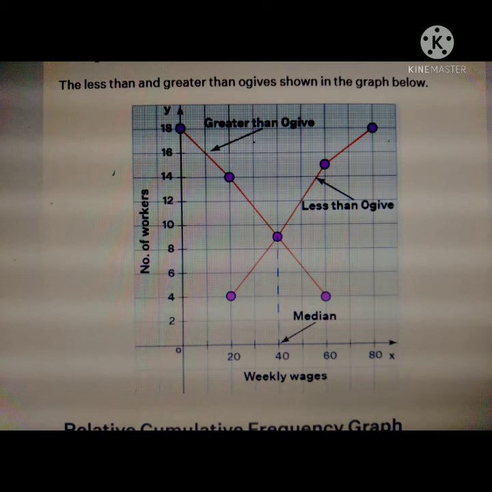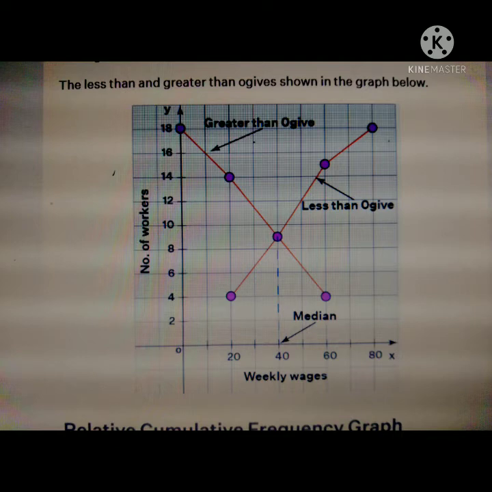So a perpendicular line on the x-axis is drawn from the point of intersection of these curves. This perpendicular line meets the x-axis at a certain point. So this determines the median. Here the median is 40. The median of the given data could also be found from cumulative graphs. As you can see, 40 is existing in our cumulative graphs.